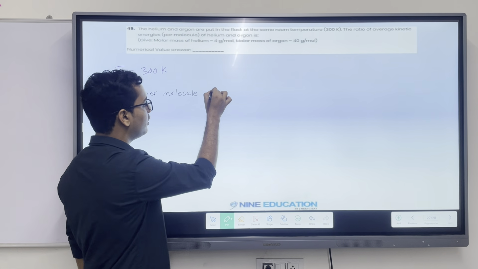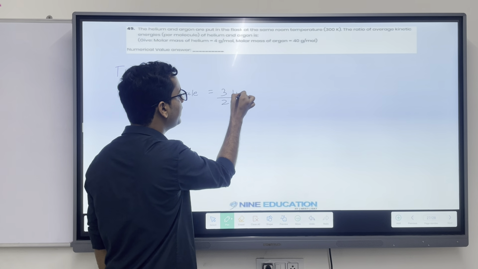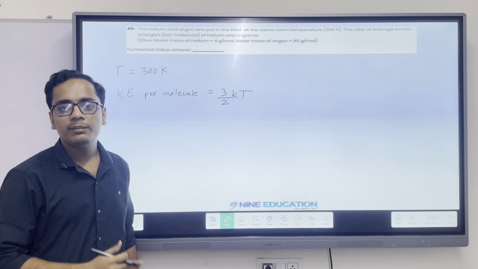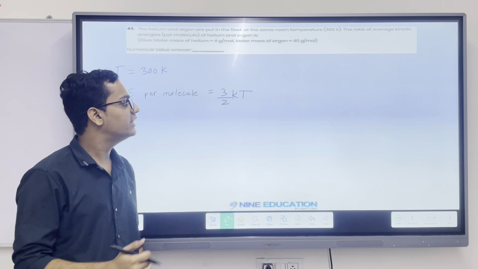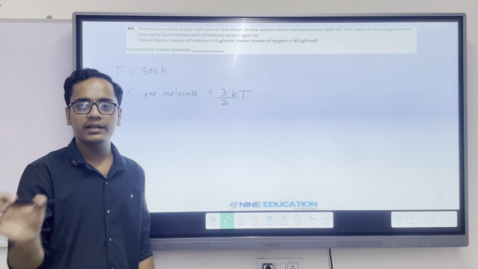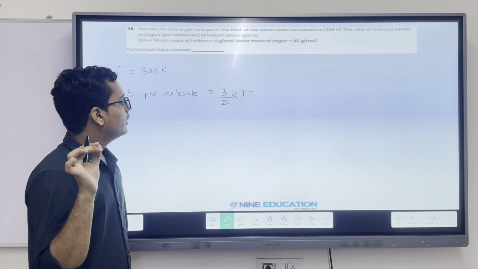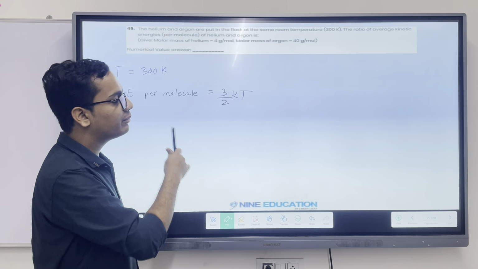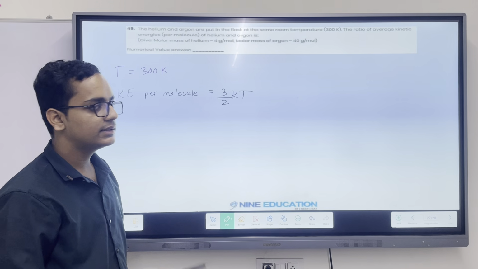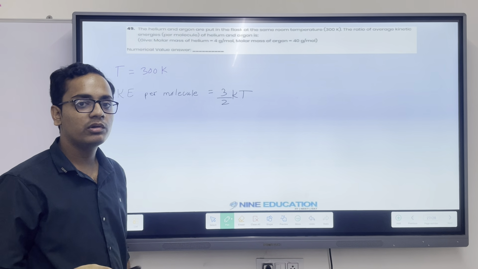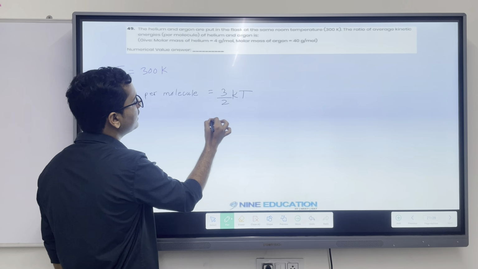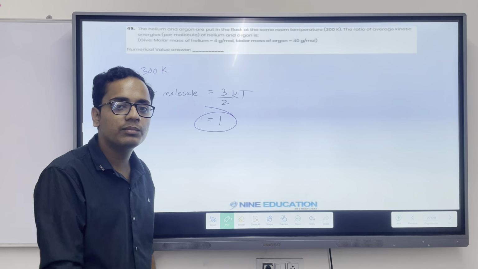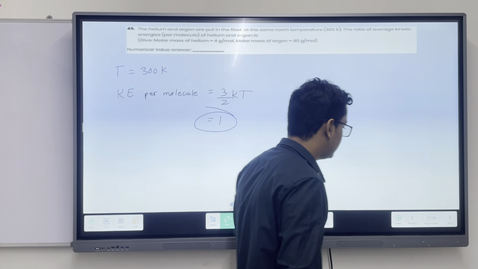What is the kinetic energy per molecule? 3/2 kT. There is no need of molar mass here. The average kinetic energy, or simply the kinetic energy of one molecule, only depends on temperature, not on the molecular weight. If both are monatomic gases, it does not depend on the molecular weight. Hence, as the temperature is the same, the answer is 1. The same kinetic energy will be there for both gas molecules.